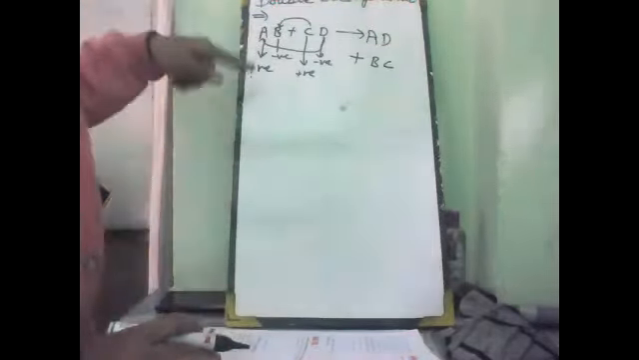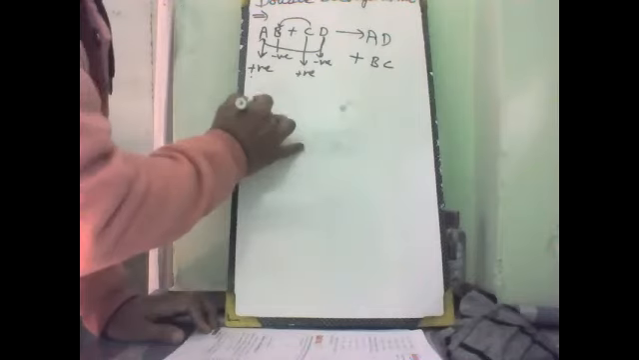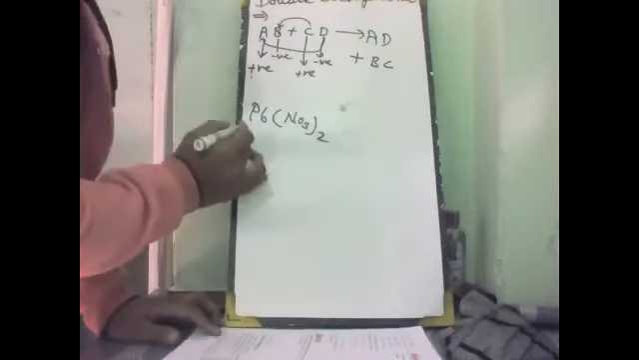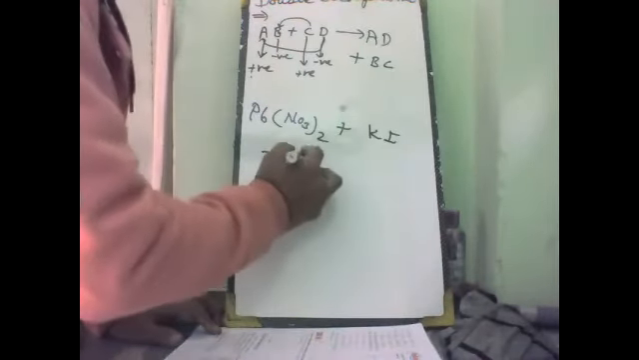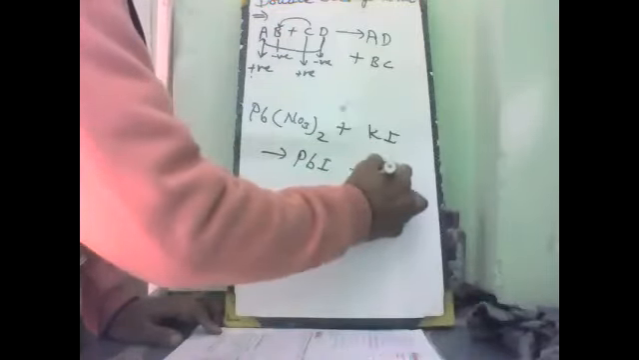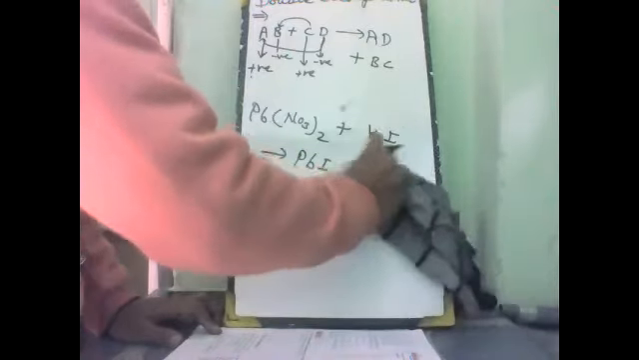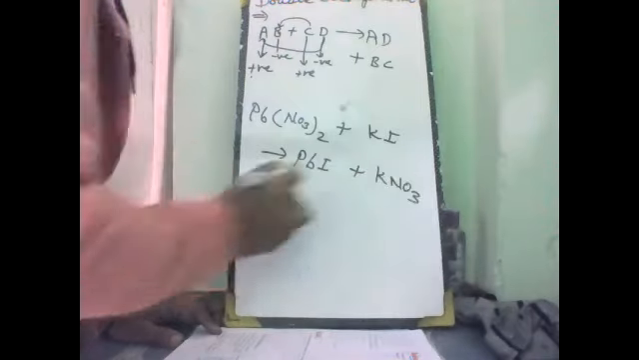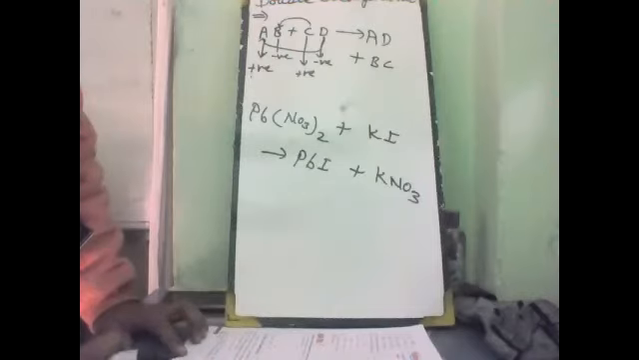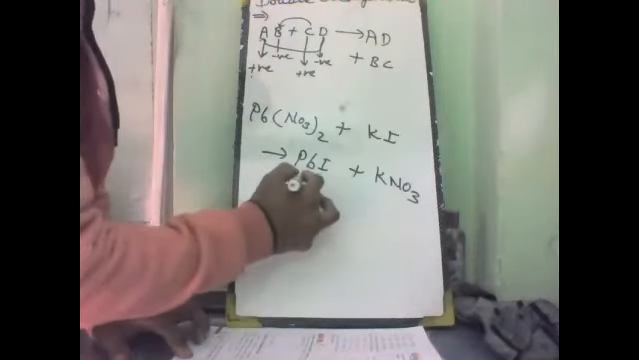Double displacement, here is an example. When a clear aqueous solution of lead nitrate, Pb(NO3)2, reacts with potassium iodide, they form PbI2 and KNO3. When they are mixed, a double displacement reaction takes place and a yellow solid appears in the mixture. It is a yellow PPT.